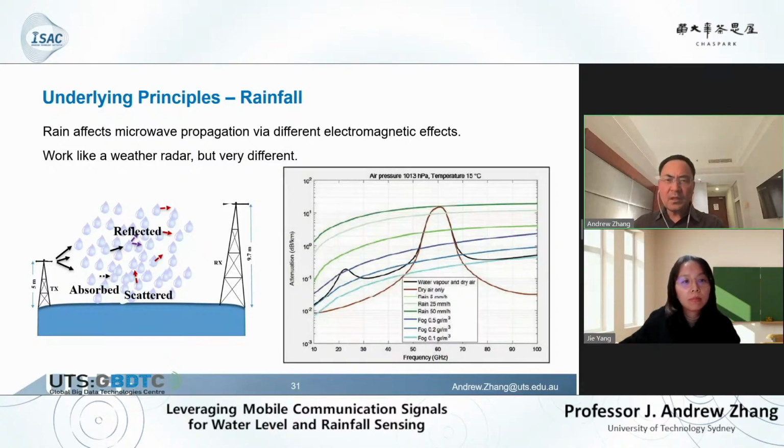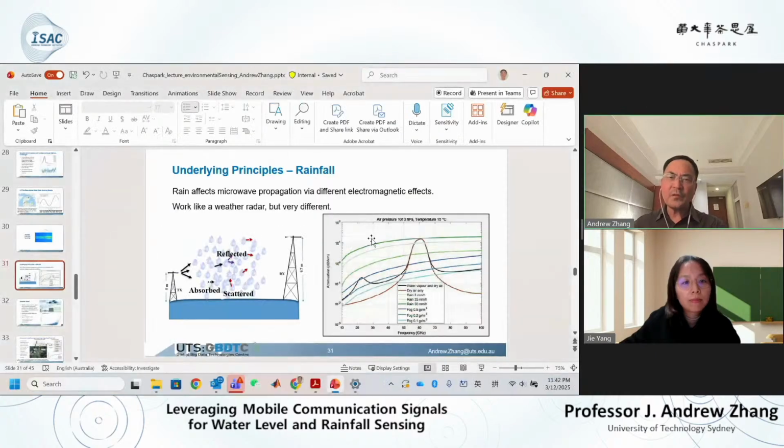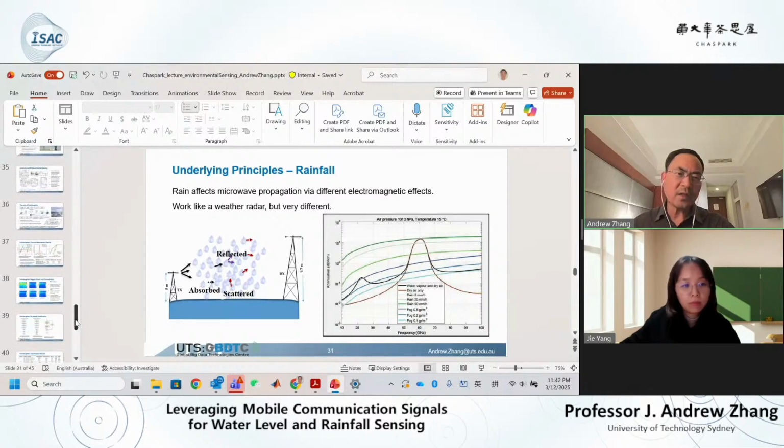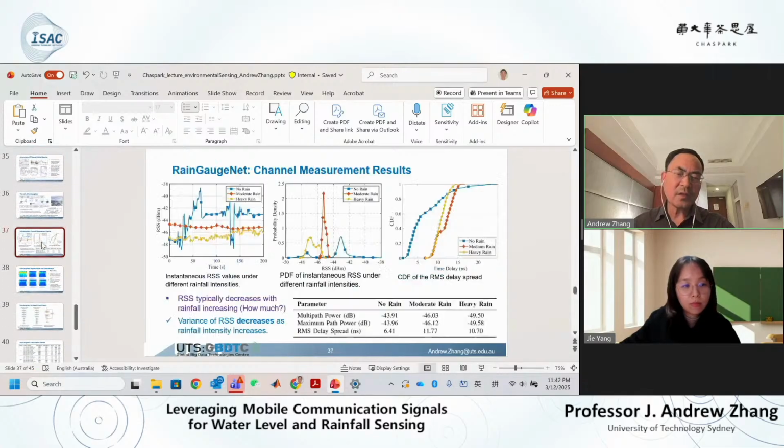So in most of the experiments we conducted so far, it's very hard to rely only on the power variation of the received signal for rainfall sensing. But I did see in your paper that you found quite large differences observed between different rainfall intensities, in particular as shown in the PDF here. So I also try to understand what's the cause for this.